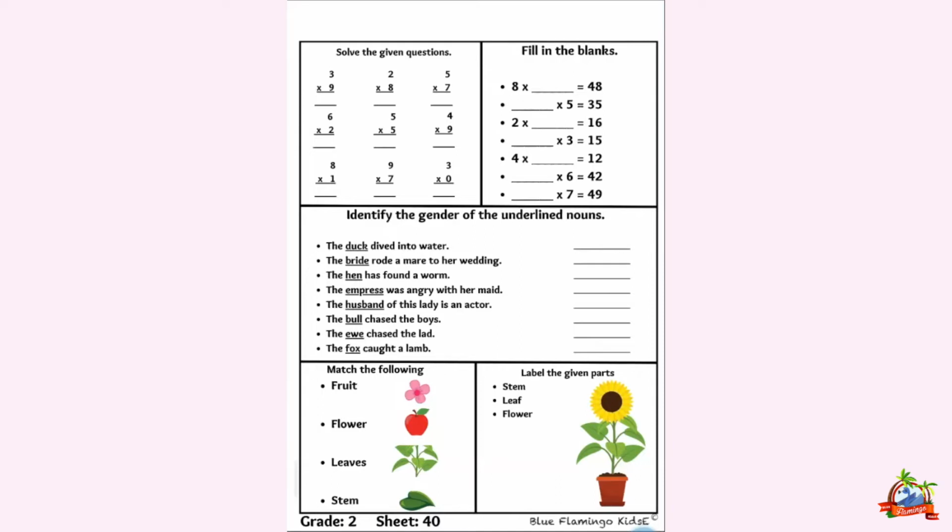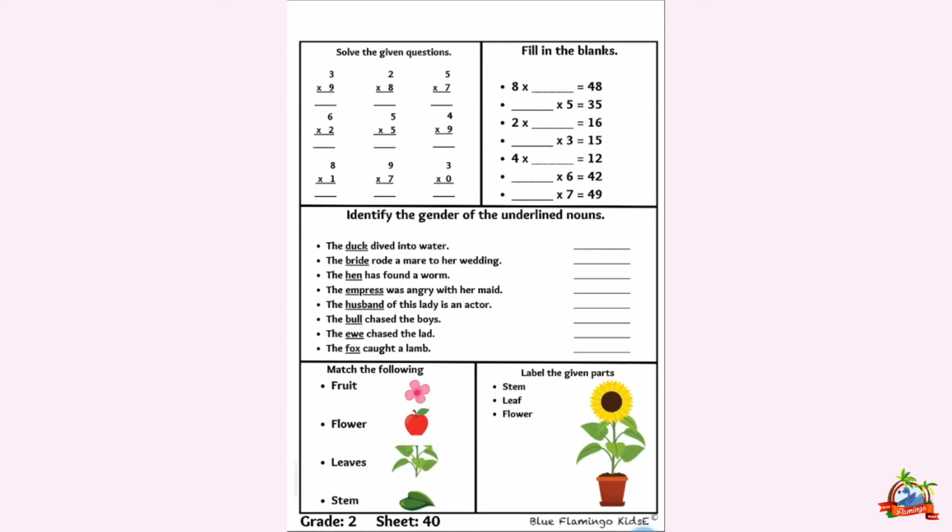Speak up with me. 2 ones are 2. 2 twos are 4. 2 threes are 6. 2 fours are 8. 2 fives are 10. 2 sixes are 12. 2 sevens are 14. 2 eights are 16. 2 nines are 18. 2 tens are 20.